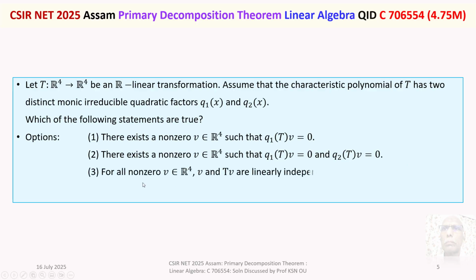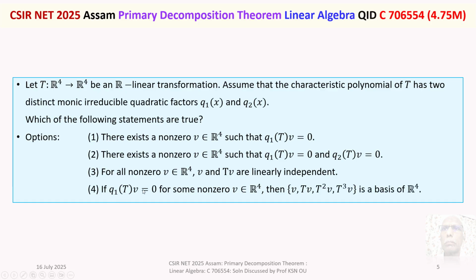Option 3. For all non-zero v belongs to R to the power of 4, v and T of v are linearly independent. Option 4. If q1 of T operating on v is 0, for some non-zero v belongs to R to the power of 4, then the set consisting of v, T of v, T square of v and T cube of v is a basis of R to the power of 4. Right.